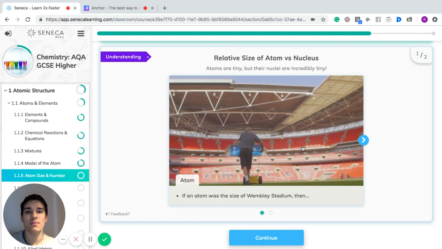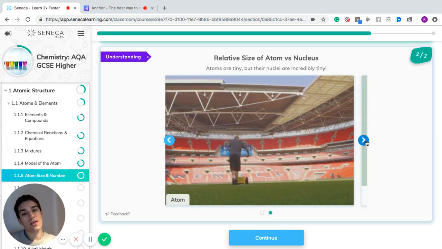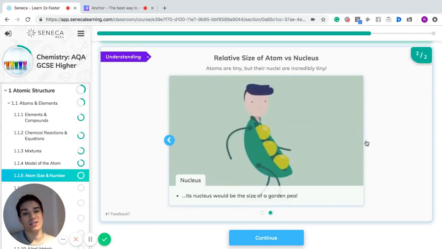And just to recap, the relative size of an atom versus the nucleus. Atoms are really, really small, but the nuclei are even smaller. So if the atom was the size of Wembley, then the nucleus would be the size of a pea.